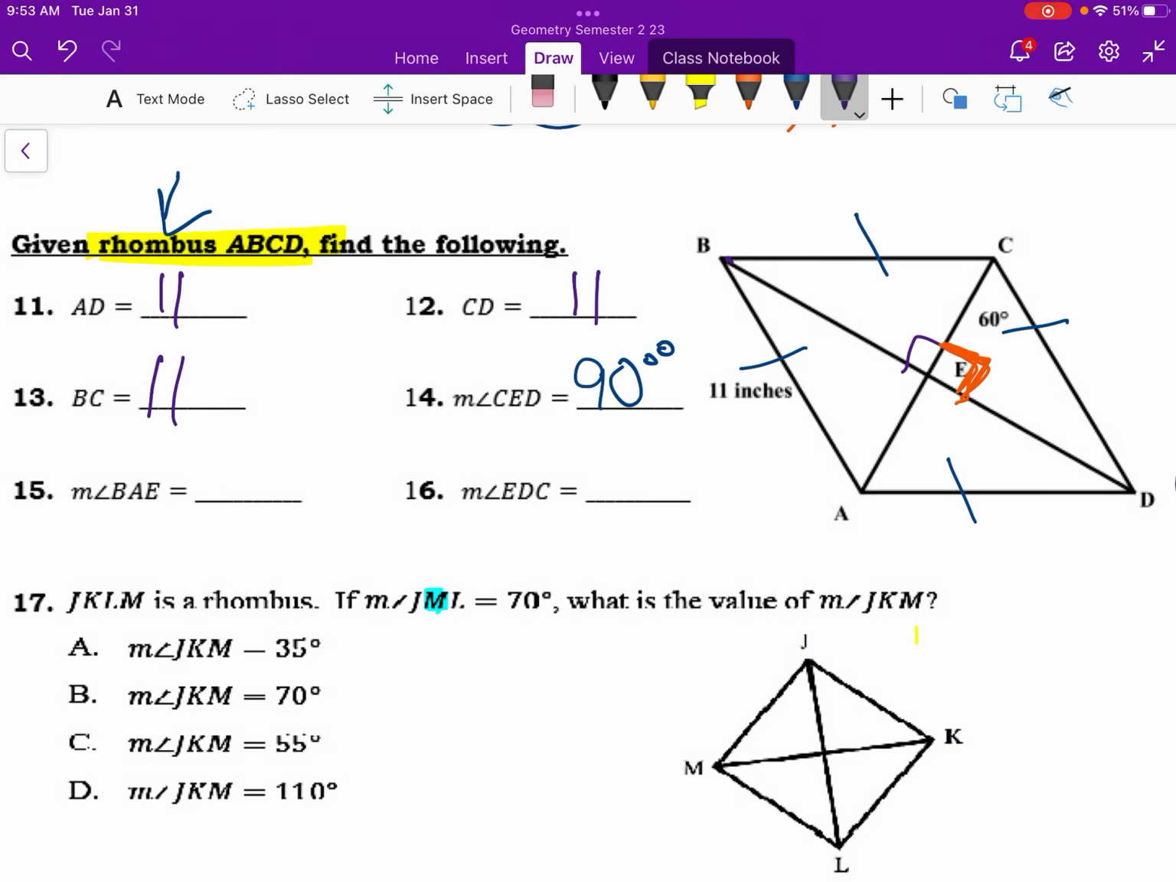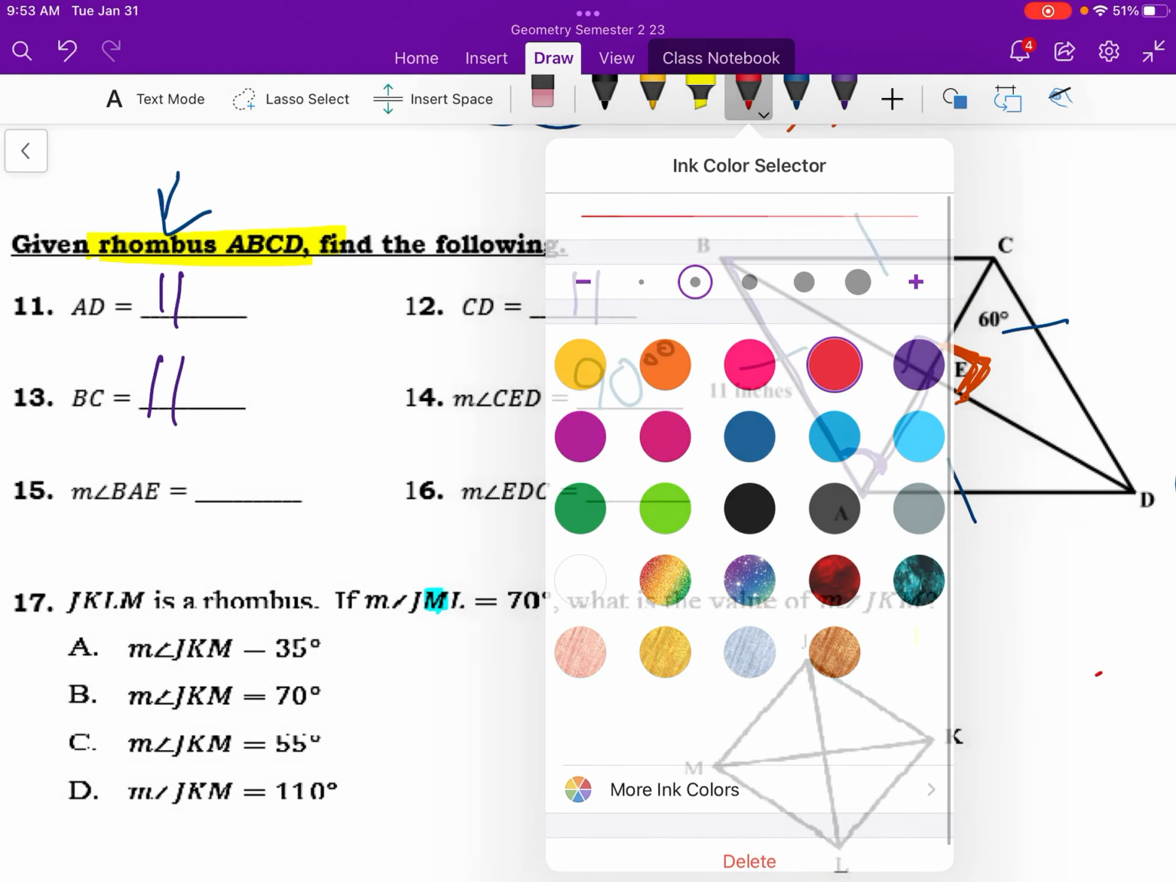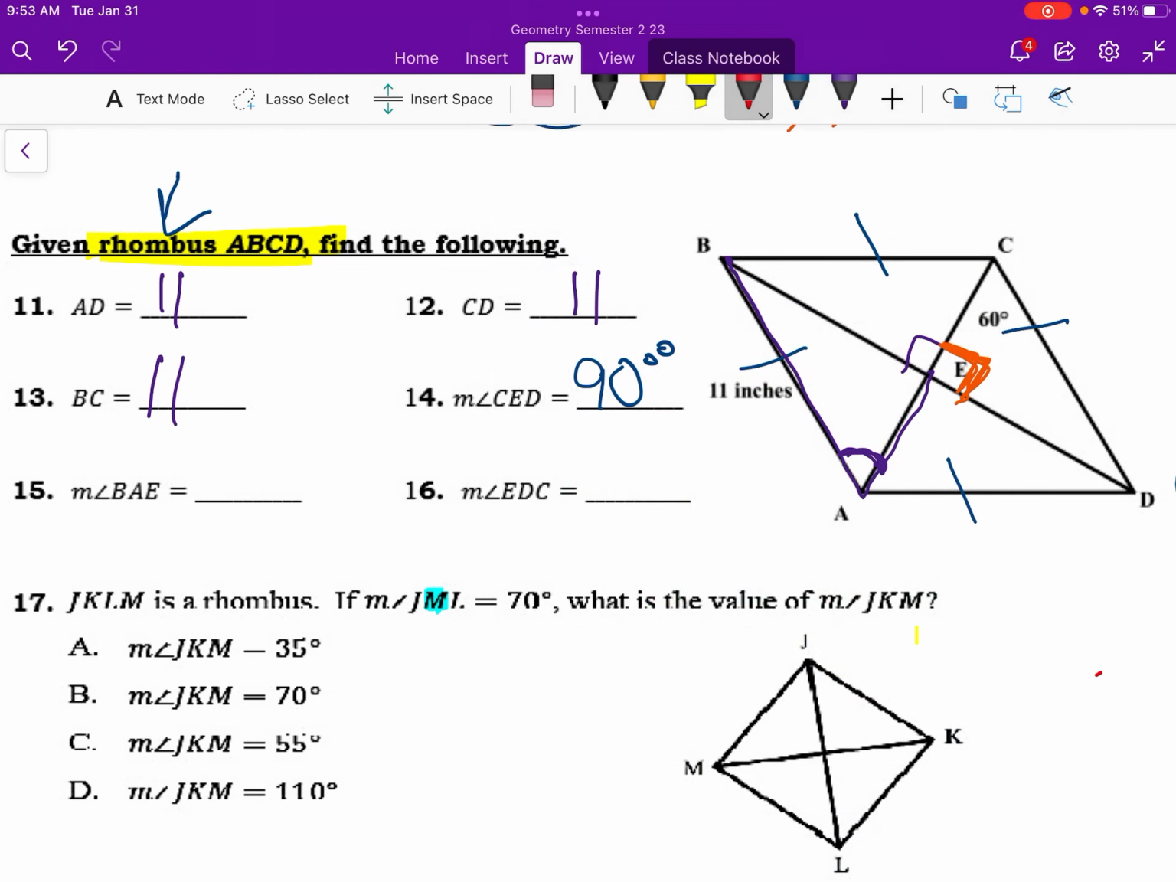BAE. What about this one right here? How can I find out what that one is worth? Okay. Well, let's see here. If these 2 sides are parallel, and I have this angle right here, these are called alternate interior. So this is also 60 degrees, BAE.